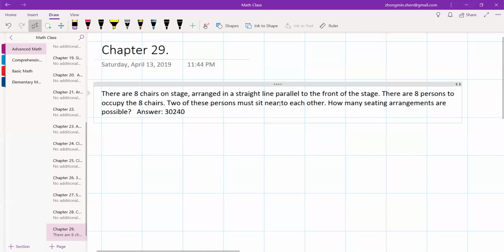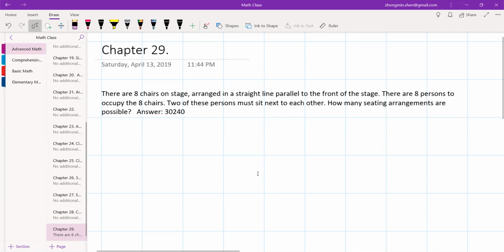Okay, let's do this part first. 2 of those 2 persons must sit next to each other. How many seating arrangements? Yeah, let's do this first.